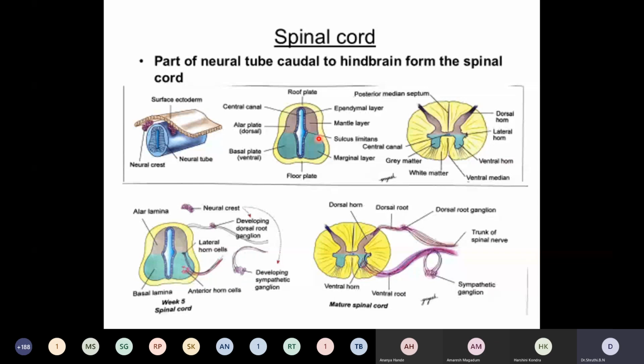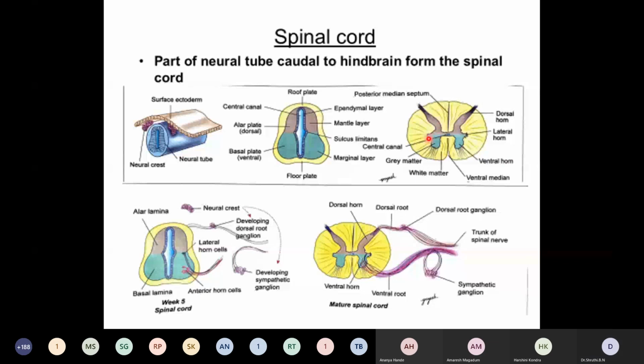What do you call this as? Basal lamina. All the sensory neurons, also called afferent neurons, occupy the position cranial to the sulcus limitans, and that forms the alar lamina. Remember this point well. Alar lamina is dorsally located and the basal lamina is ventrally located. Ventral or the basal lamina has motor neurons, alar lamina has sensory neurons.